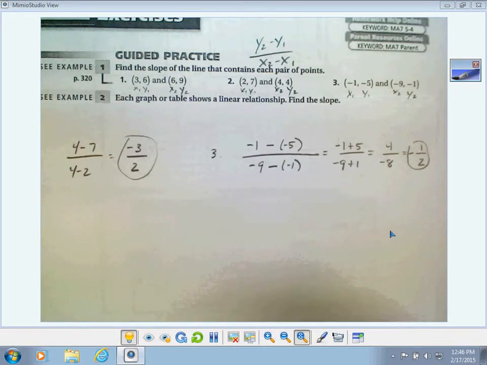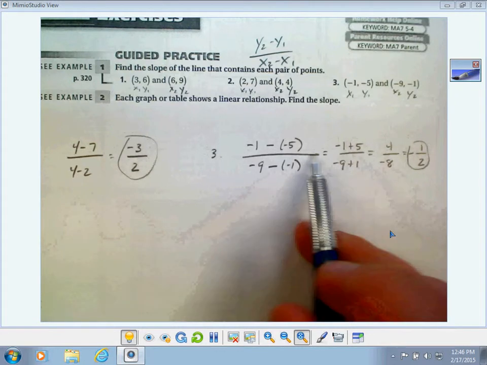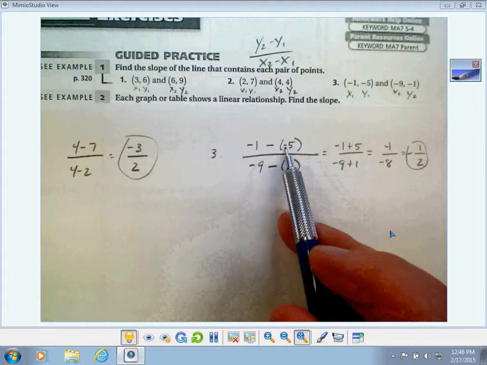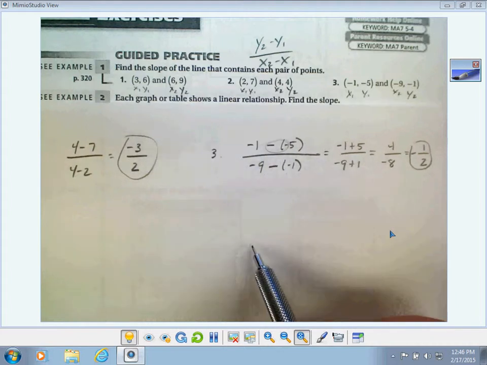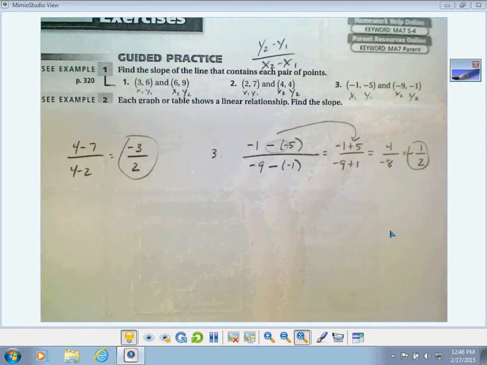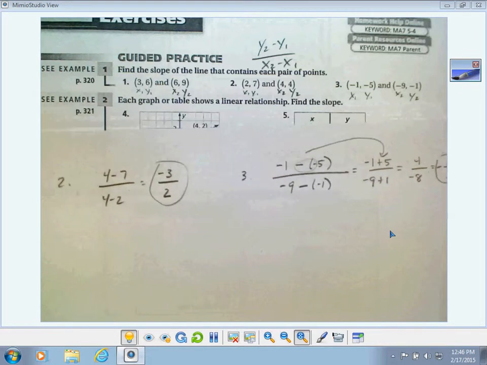So, you know, for those 3 problems, the only real potential for a mistake, as long as you understand what the formula means, is this minus negative thing right here that you want to watch out for, that becomes a plus. Other than that, it's pretty standard. Okay, so then let's move on to number 4.